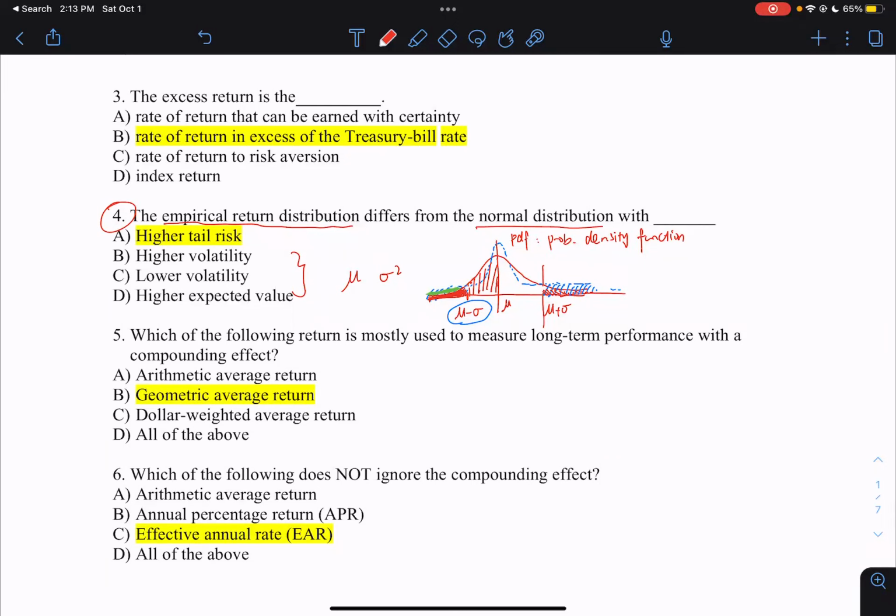So that's why we choose A here, because from the data we can see the empirical return distribution has a fatter tail, which is the green here, and also this excess probability on the right-hand side. So we call it fatter tail or higher tail risk.